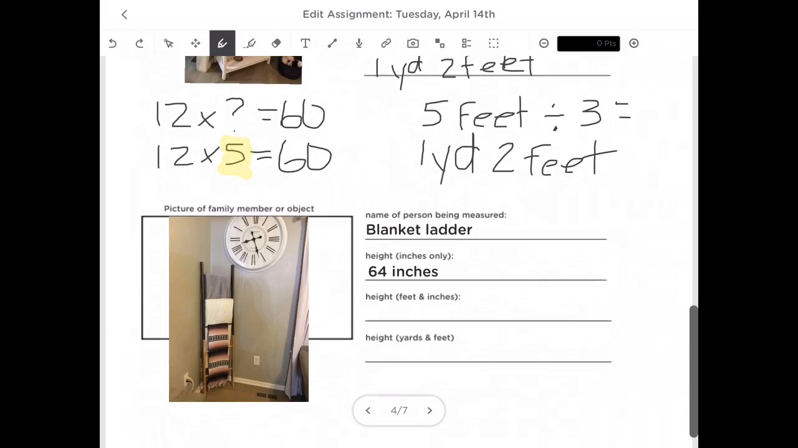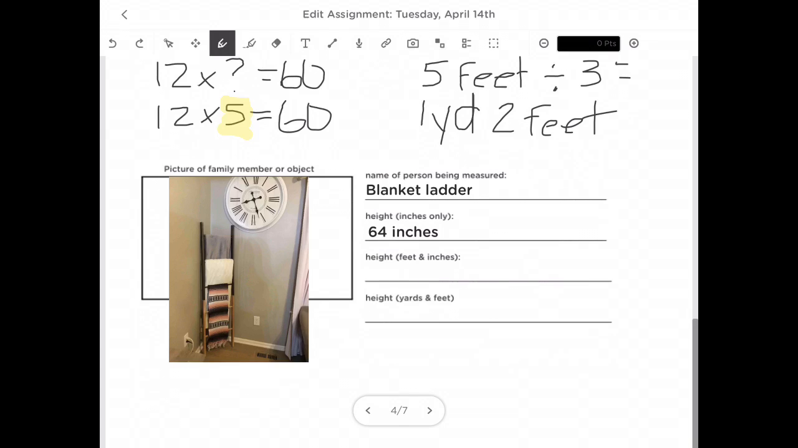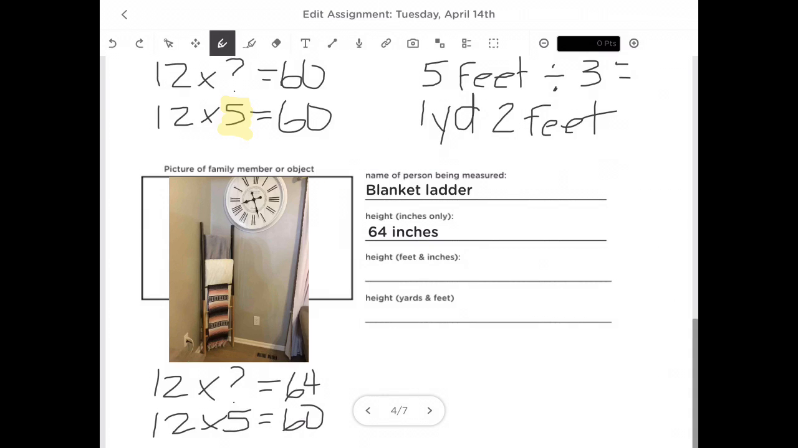Okay, and then my last one. This one is fairly simple because it gave me a very close measurement as the same thing as my shelf. So we're going to do the same thing that we did up there. Your 12 times what is going to get you to 64? Well, we already know that 12 times 5 is giving us 60 with that leftover of the 4.